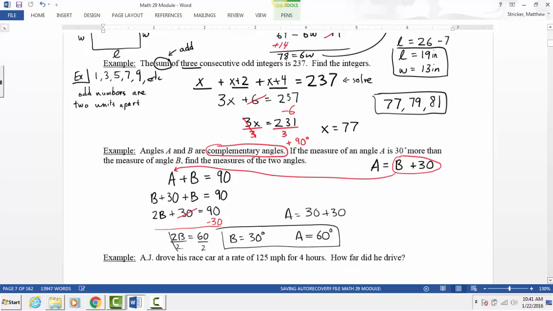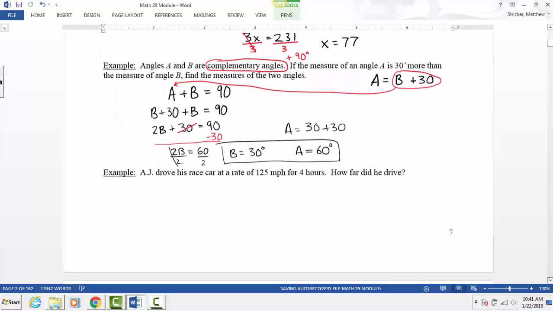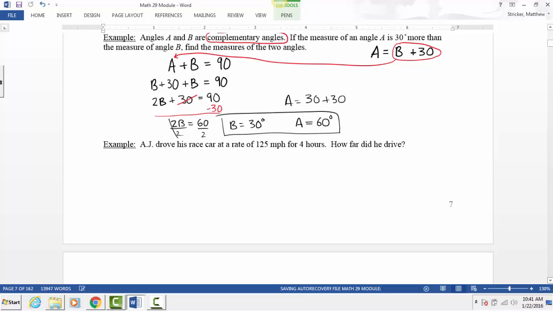We got one more example. It says AJ drove his car at a rate of 125 miles per hour for 4 hours. How far did he drive? Well, we know that distance is equal to rate times time. And we know that the rate, that's how fast he was driving. He was driving 125 miles per hour. And we know the time because it says he drove for 4 hours.